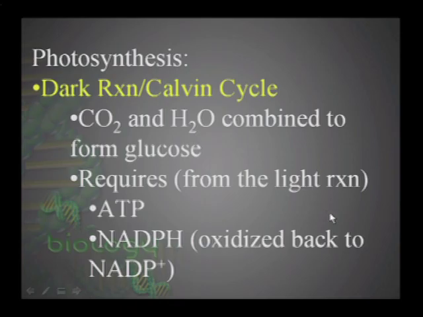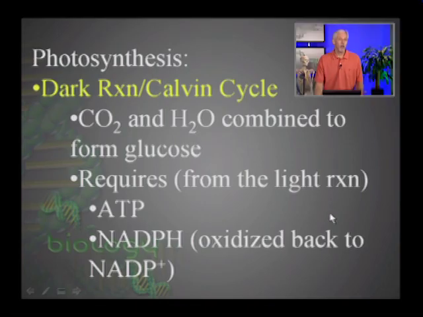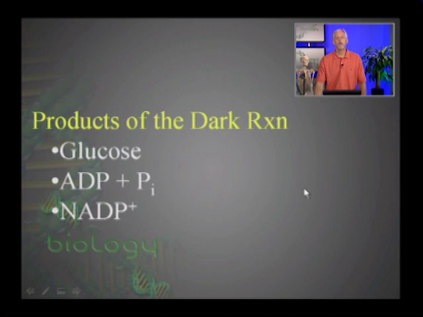Okay, now, the other side of photosynthesis will be the dark reaction, also known as the Calvin cycle. So here, carbon dioxide and water combine to form glucose. This requires certain materials from the light reaction, including ATP, so energy in the form of chemical energy, and NADPH, so electrons and hydrogens from NADPH are also required for the dark reaction or Calvin cycle. Products of the Calvin cycle include glucose, ADPs and phosphates, and NADP. So the ADPs and phosphates and NADP can then also be reused by the light reaction.